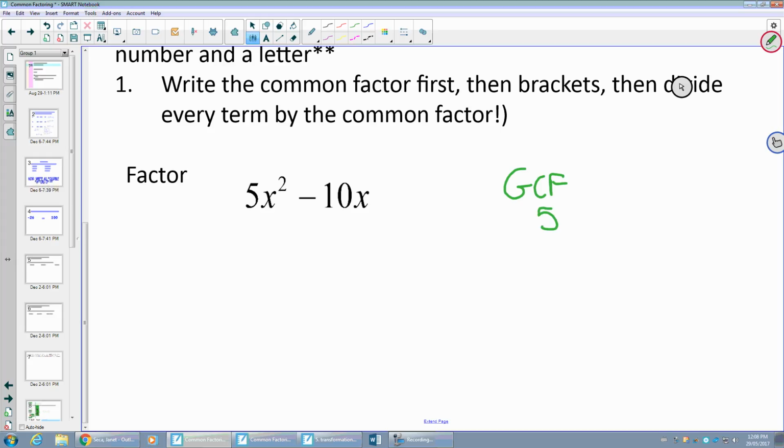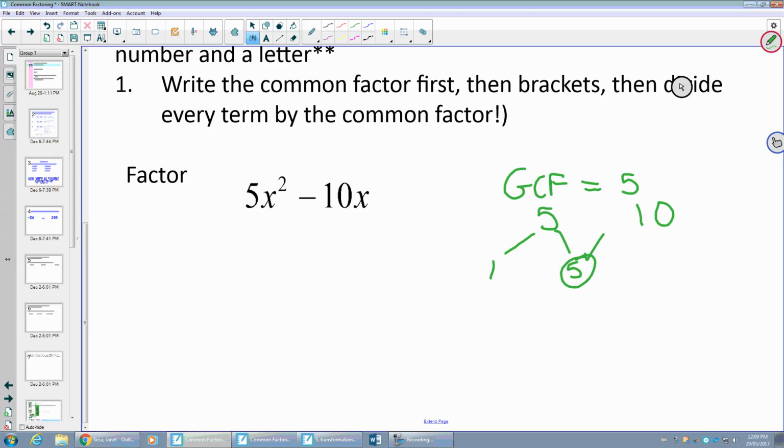So here are my numbers, 5 and 10. I start with my smaller one. My factors of 5 are 1 and 5. And I see which one of these can divide evenly into 10. Well, we know 10 divided by 5 gives me 2. So 5 is my greatest common factor. So I'm going to write here, greatest common factor is equal to 5.